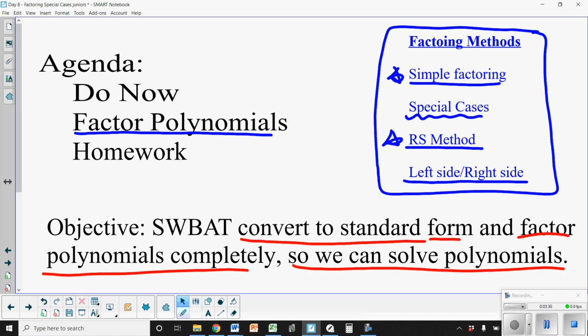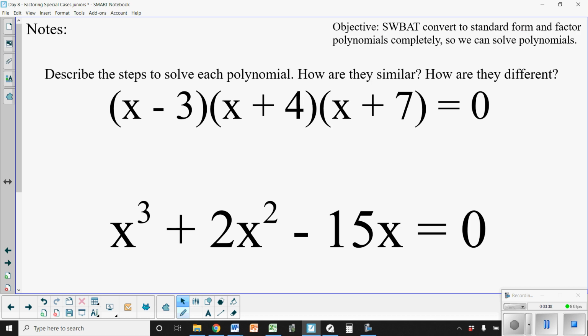So, as we keep moving here, if we describe the steps to solve each polynomial, how are they similar? How are they different? So take a second to think about this. How are these similar? How are they different? Think about the form that they're in. And you can pause the video, write it down. Make sure you get these things in your notes.